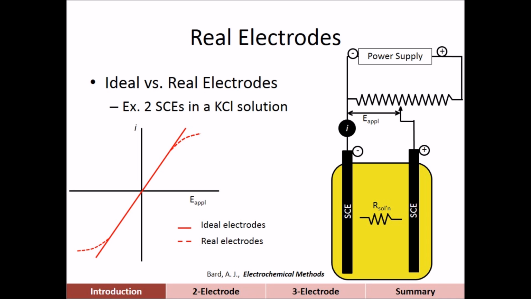Now, if we do this same experiment with real electrodes, we get this V equals IR ohmic response over a limited current window. But at high currents, the response deviates from this linear response of 2 ideal electrodes, and this deviation from ideality is what we call electrode polarization.